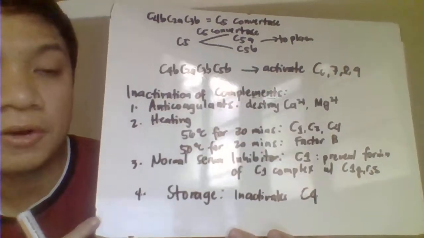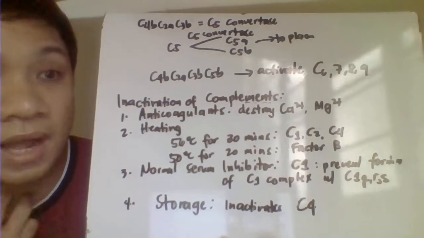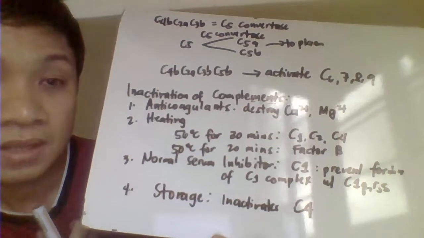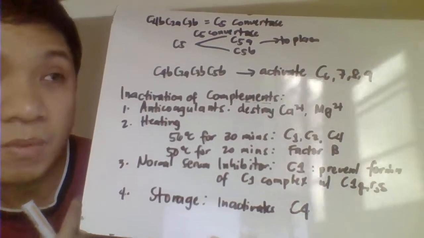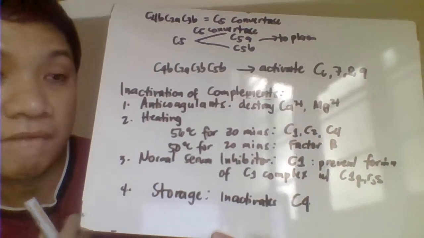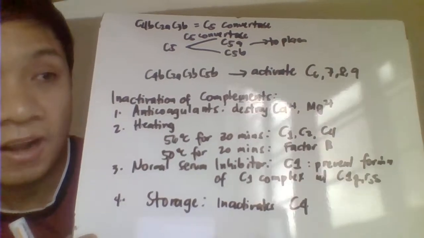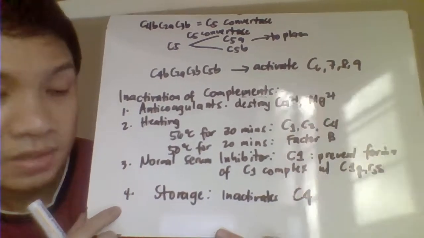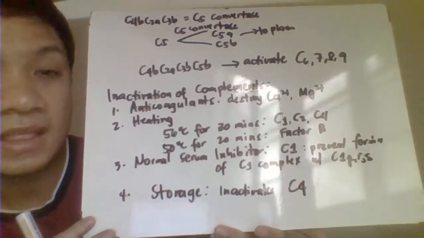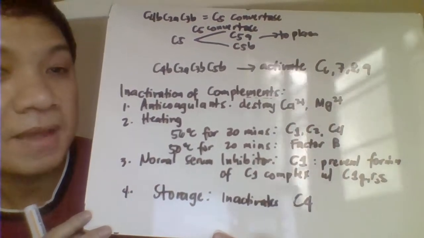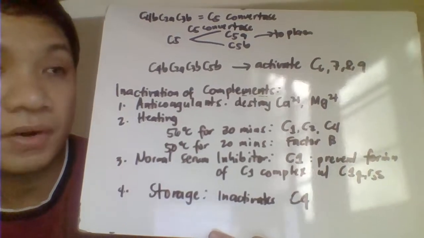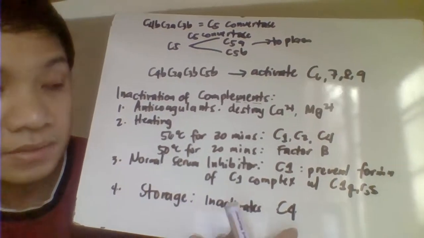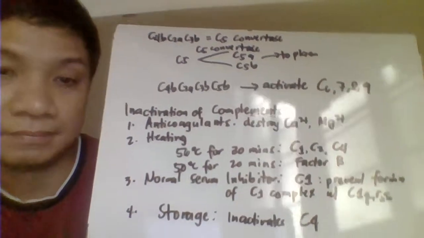Normally in our serum, we have an inhibitor with respect to the C1. Okay, so that normal C1 inhibitor tries to prevent the formation of the complex of your C1 with your C1Q, R, and S. And storage. If you collect your specimen and store it for several days before you test for your complement, it can eventually destroy your C4 component.